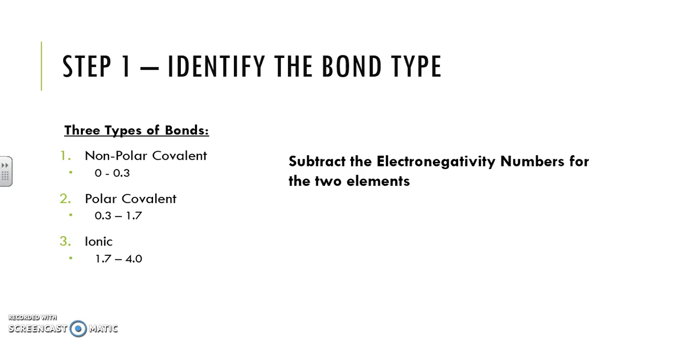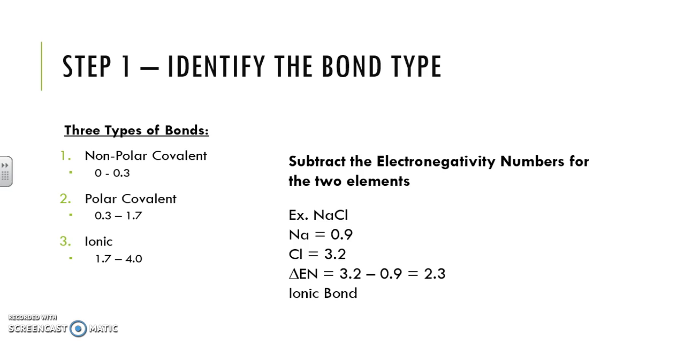So the electrons are literally going to be pulled to one side of that bond, closer to the more electronegative atom. Ionic is between 1.7 and 4.0. And that is when the electrons are not shared at all. They're actually completely stolen from one substance and given to the other. They're always given to the more electronegative atom.